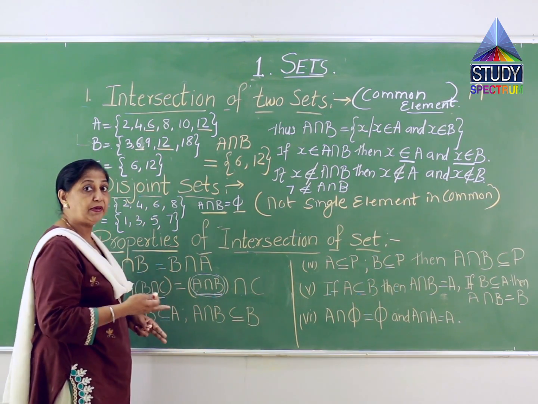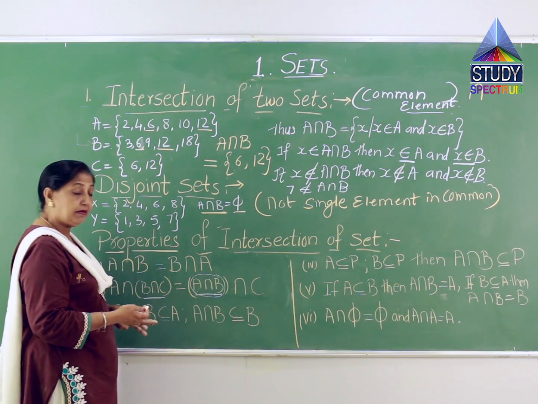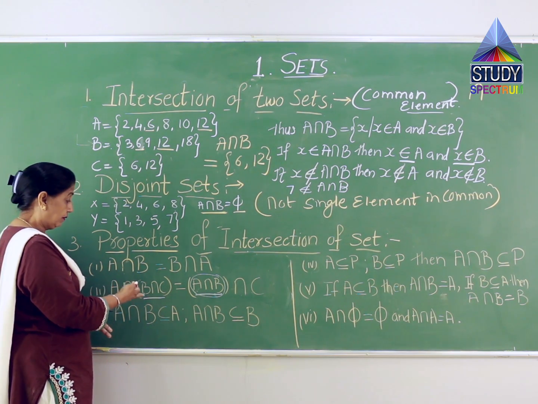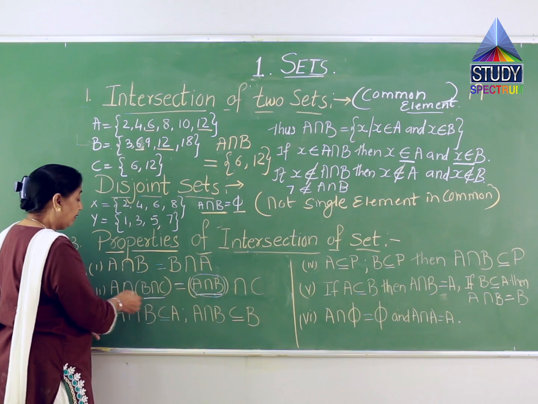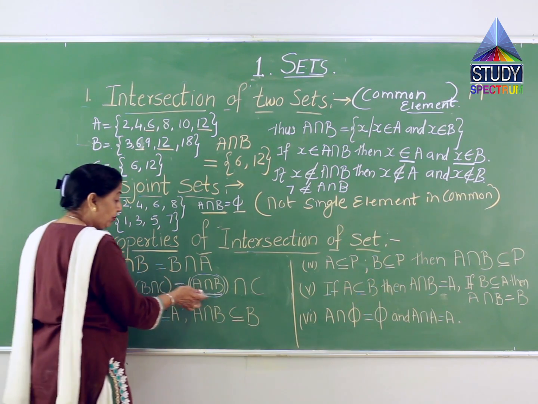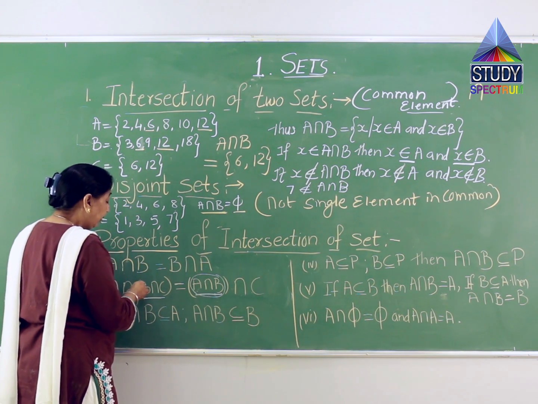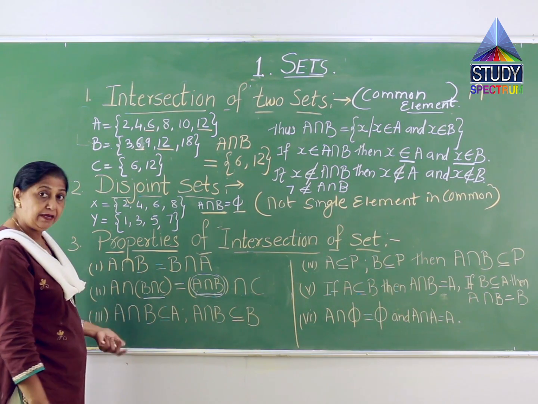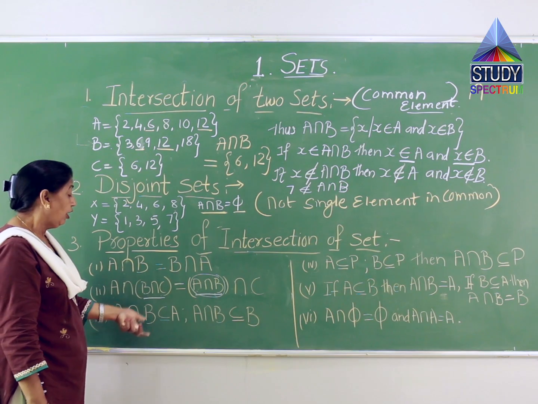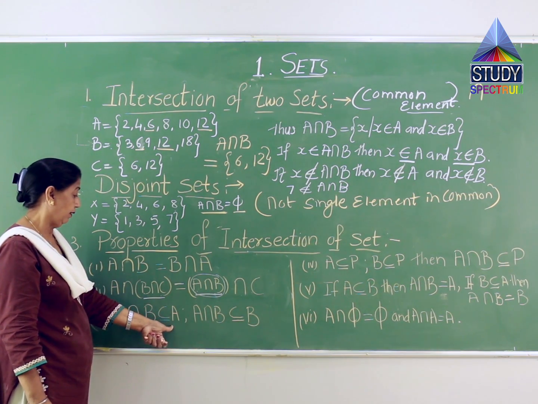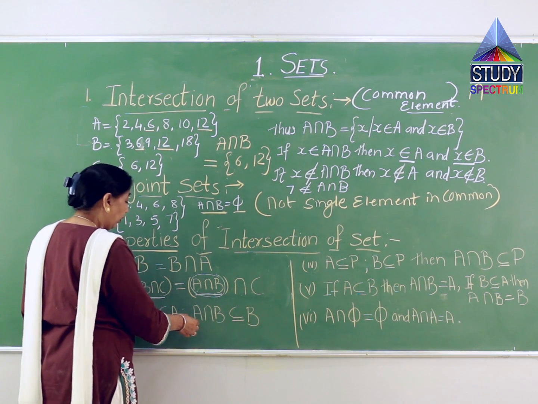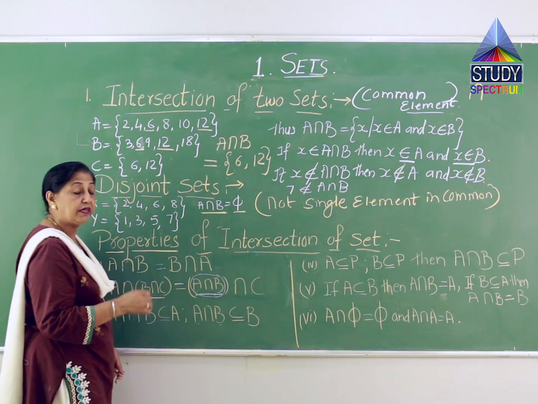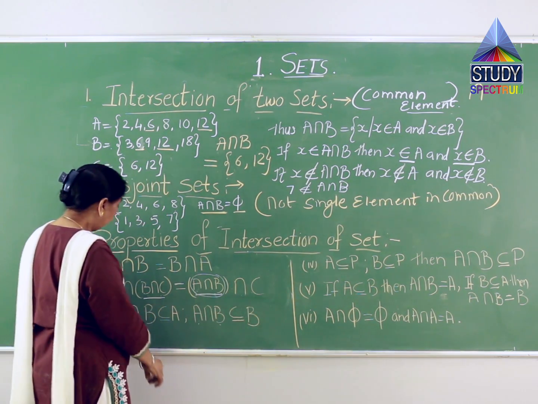As you have learned this property in addition and multiplication also, it doesn't make any difference. In the same way, in sets also this property is there, which is always equal. It doesn't make any difference if you take these two first, or you take B and C together. The third property is that the intersection of set A with B is always a subset of or equal to A, and is also a subset of or equal to B. So this is the third property.